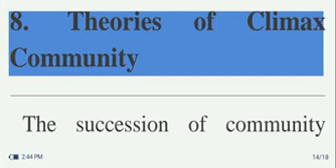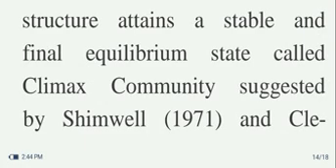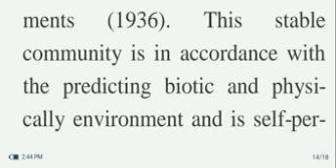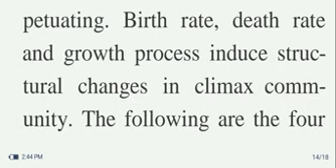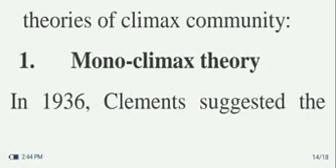Theories of climax community. The succession of community structure attains a stable and final equilibrium state called the climax community, suggested by Shimwell in 1971 and Clements. This stable community is in accordance with the prevailing biotic and physical environment and is self-perpetuating. Birth rate, death rate and growth processes induce structural changes in the climax community. The following are the four theories of climax community.